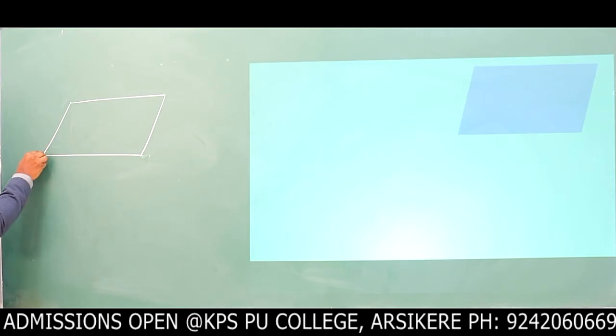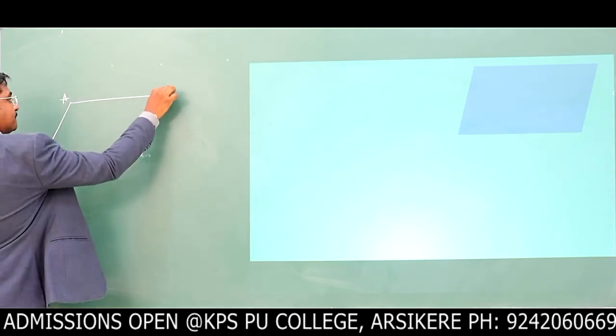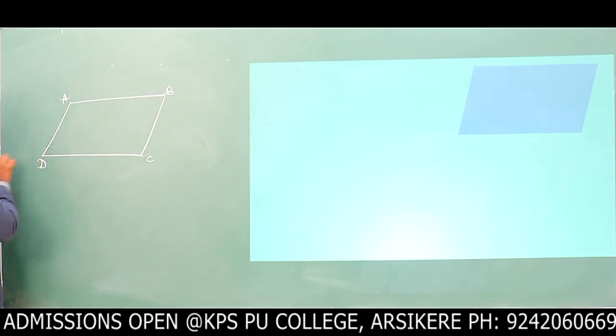This is what we call a parallelogram. I will take A, B, C, D. ABCD is the parallelogram.